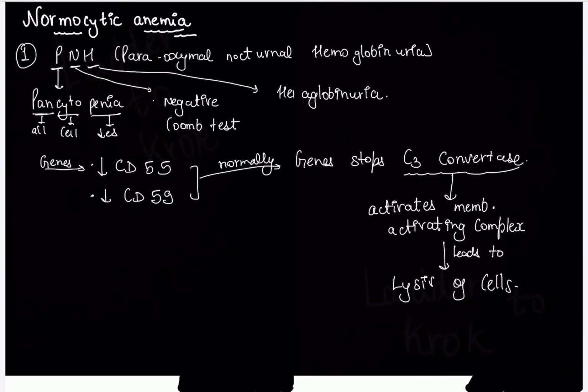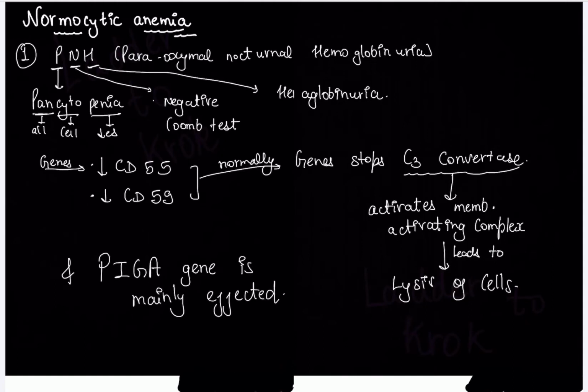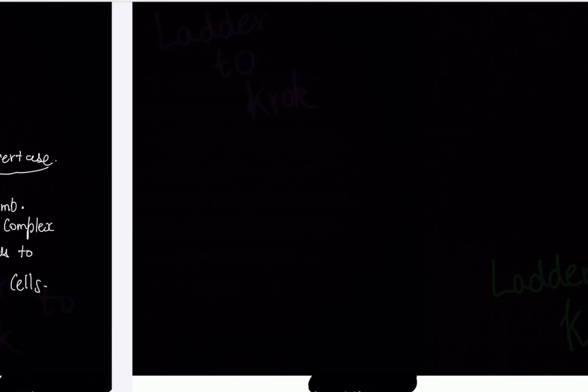In this, the PIGA gene is mainly affected. Now our first type of anemia from the normocytic part is done. Now let's come to the second.